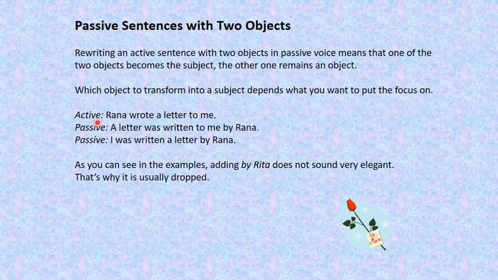For example, let's take an active sentence. Rana wrote a letter to me. Now the passive could be a letter was written to me by Rana. Or the passive could be I was written a letter by Rana. As you can see in the examples, adding by Rana does not sound very elegant. That's why it is usually dropped.